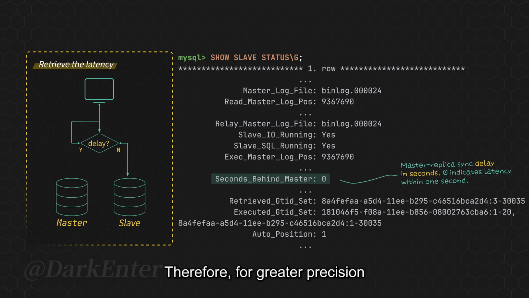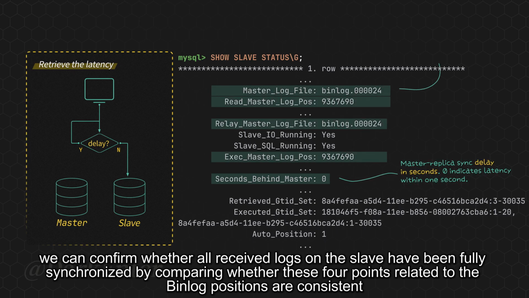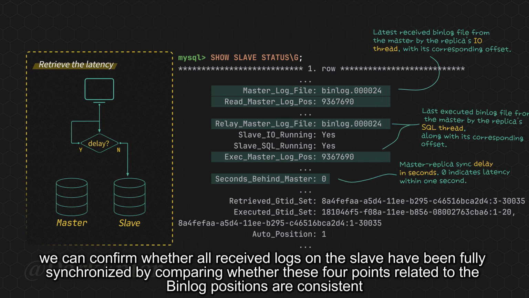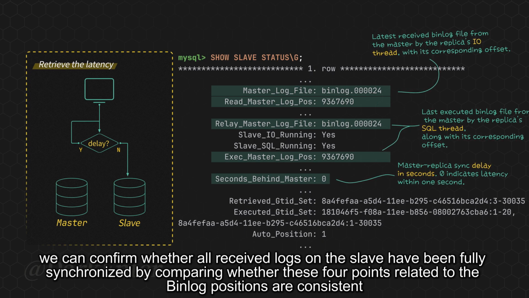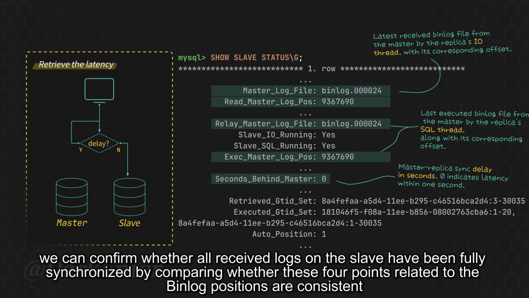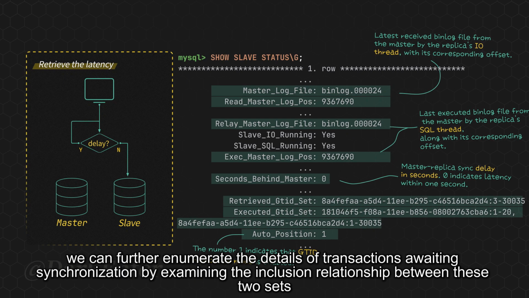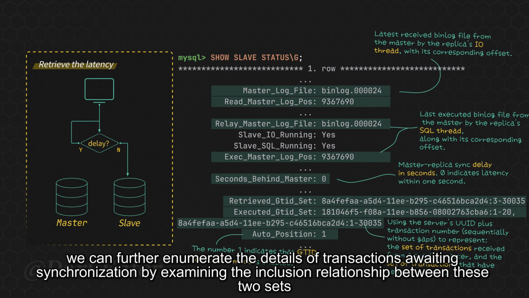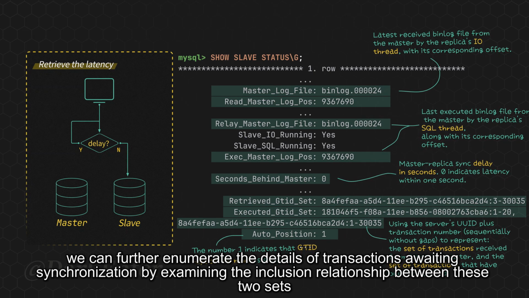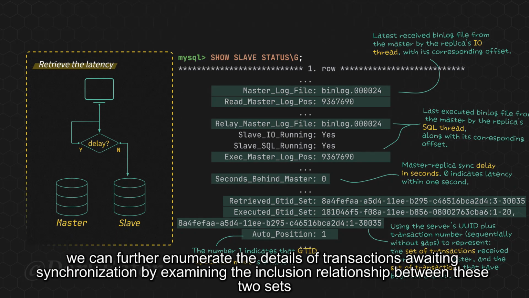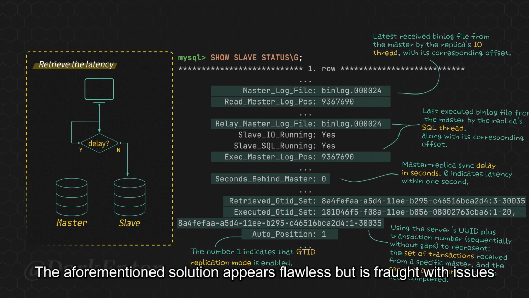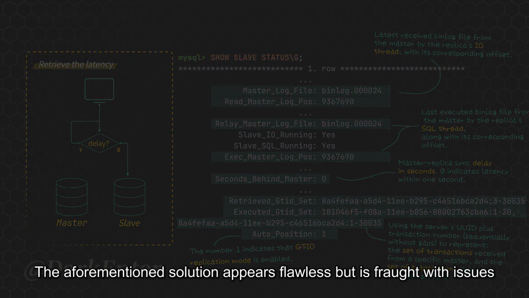Therefore, for greater precision, we can confirm whether all received logs on the slave have been fully synchronized by comparing whether these 4 points related to the binlog positions are consistent. If GTID synchronization is employed, we can further enumerate the details of transactions awaiting synchronization by examining the inclusion relationship between these two sets. The aforementioned solution appears flawless, but is fraught with issues.